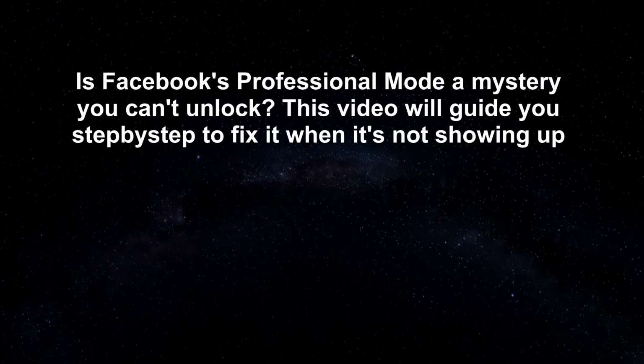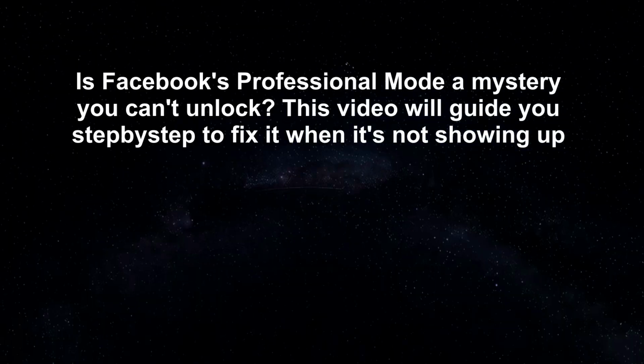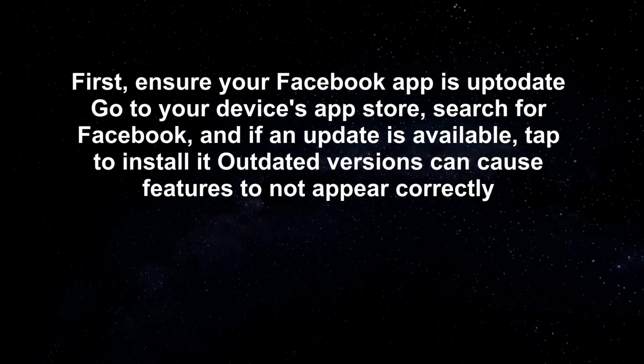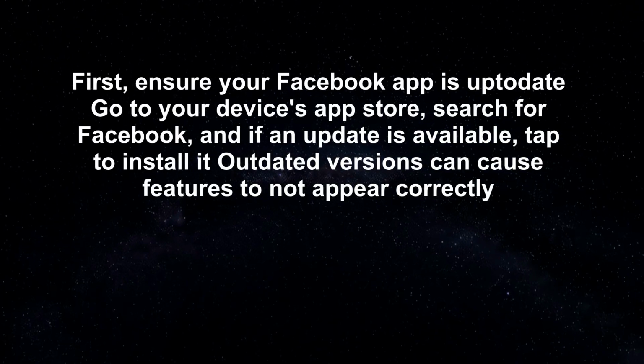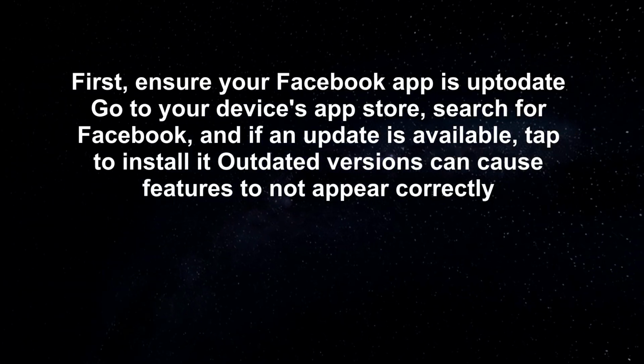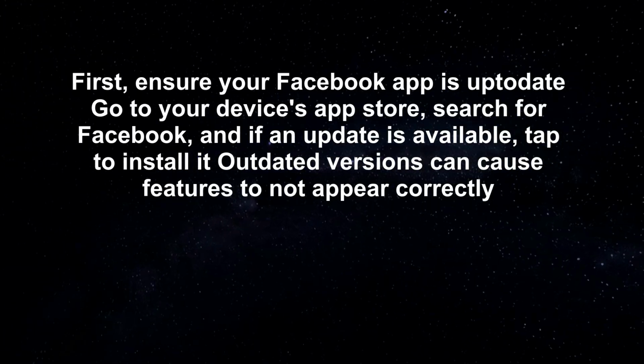Is Facebook's professional mode a mystery you can't unlock? This video will guide you step by step to fix it when it's not showing up. First, ensure your Facebook app is up to date. Go to your device's app store, search for Facebook, and if an update is available, tap to install it. Outdated versions can cause features to not appear correctly.